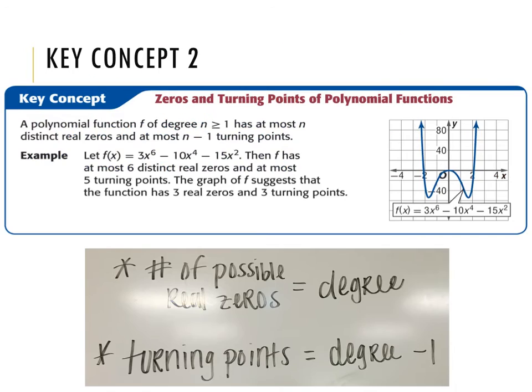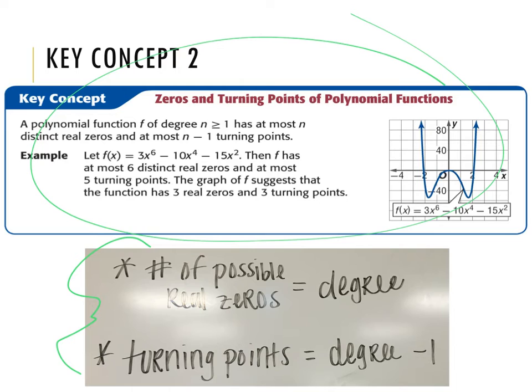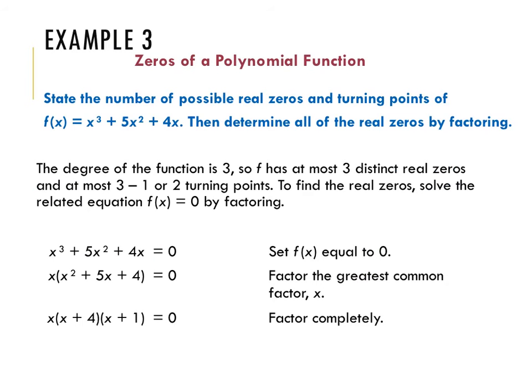We're going to do one more quick example on something totally different. This is zeros and turning points. You could read all this if you want. Really, the important part is the number of possible real zeros will always be equal to the degree, and the number of turning points is always equal to the degree minus 1. So something like this. The easy part is to state the number of possible real zeros and turning points, but then we want to determine all the zeros by factoring. I know you've done a ton of factoring, but we're going to be doing a ton of it in this class, so you might as well get used to it.